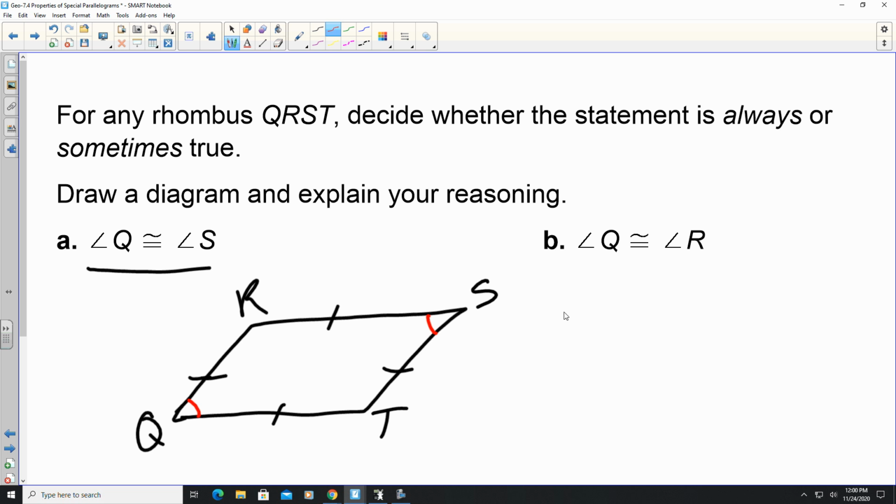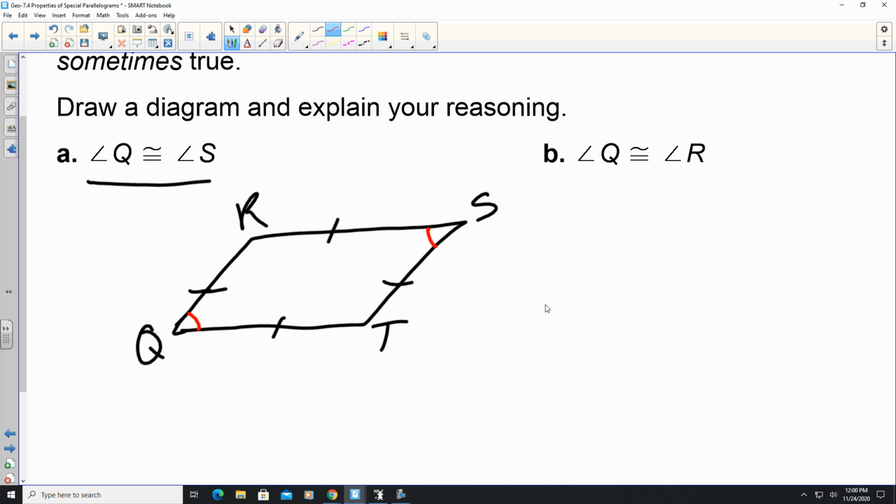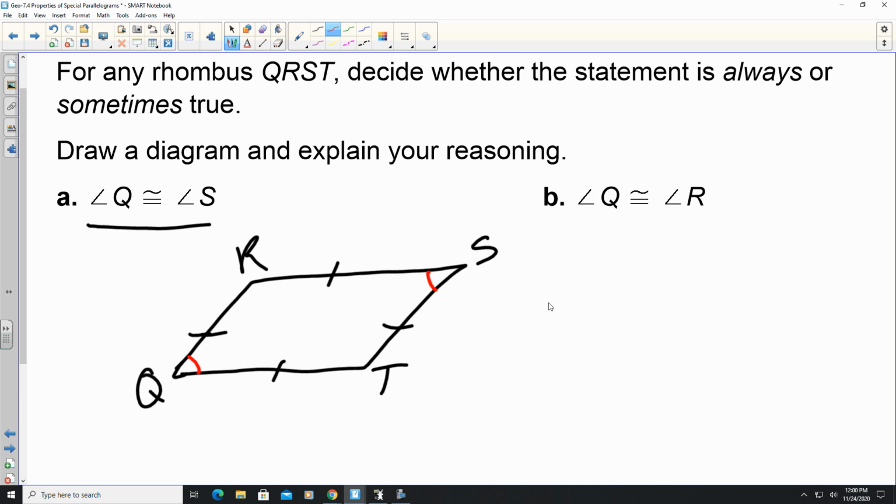Well, it doesn't matter what kind of rhombus, if we have a rhombus or if we have it as a square, it is going to be congruent, because not only is this a rhombus, it's also a parallelogram, and a parallelogram says that opposite angles are congruent. So this is a situation where we're going to have always. This is always going to be true.